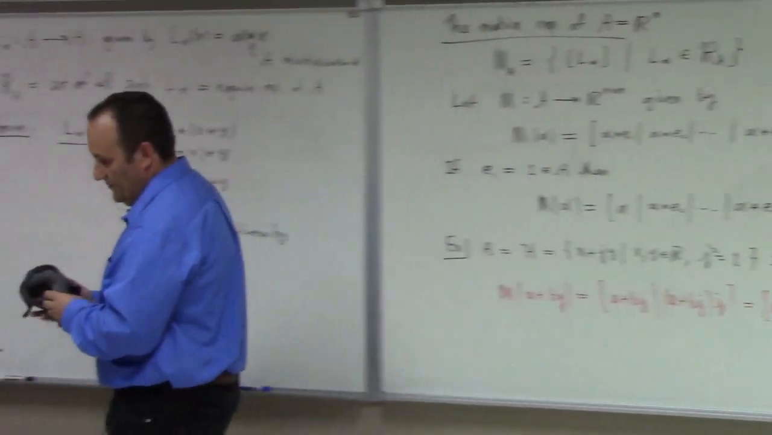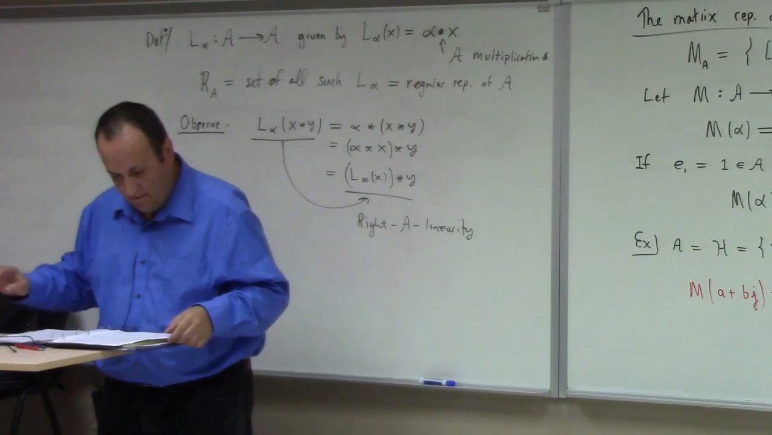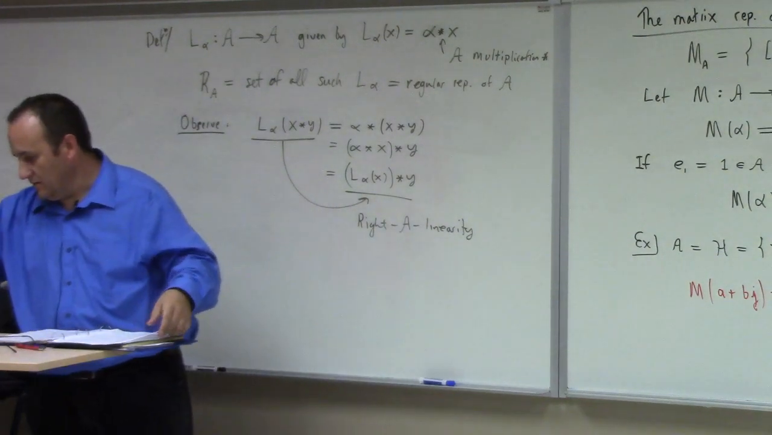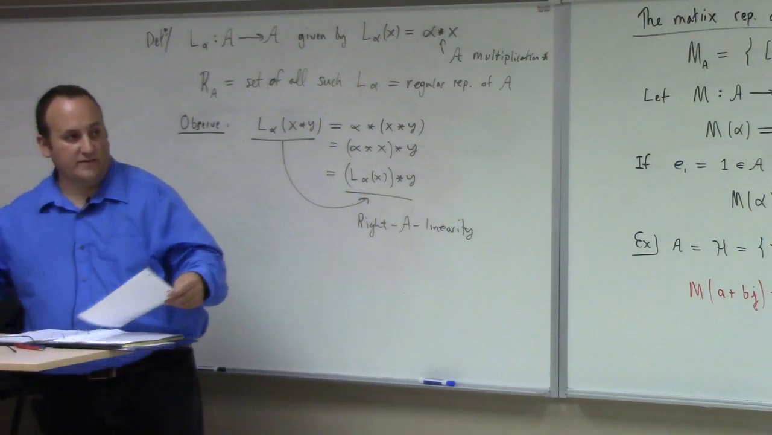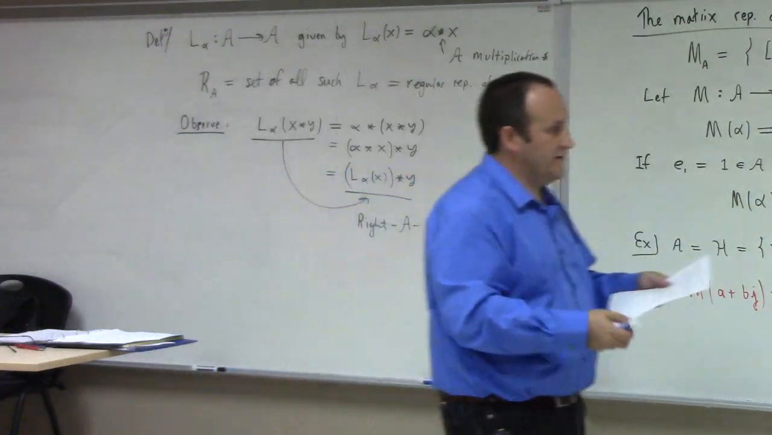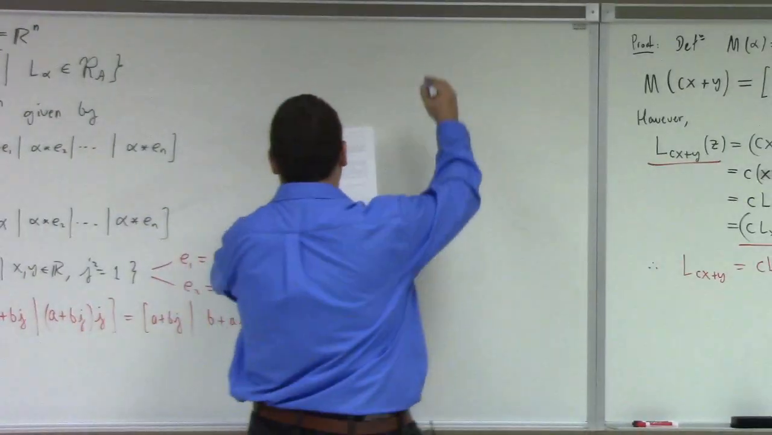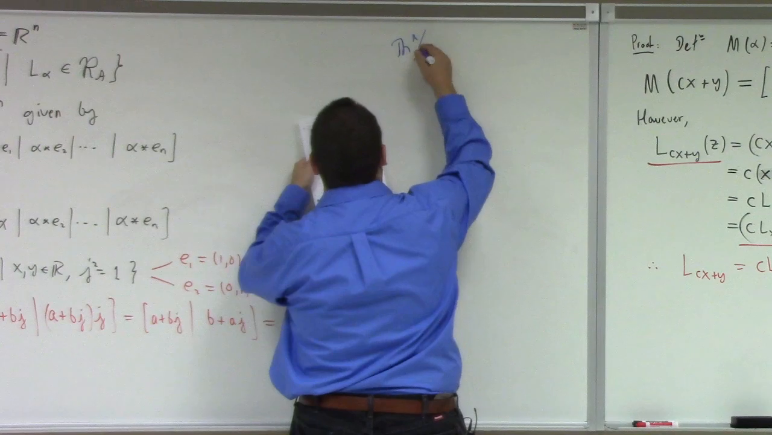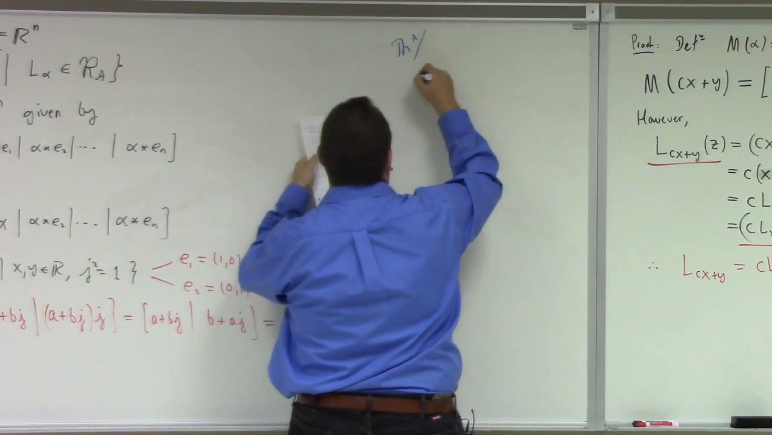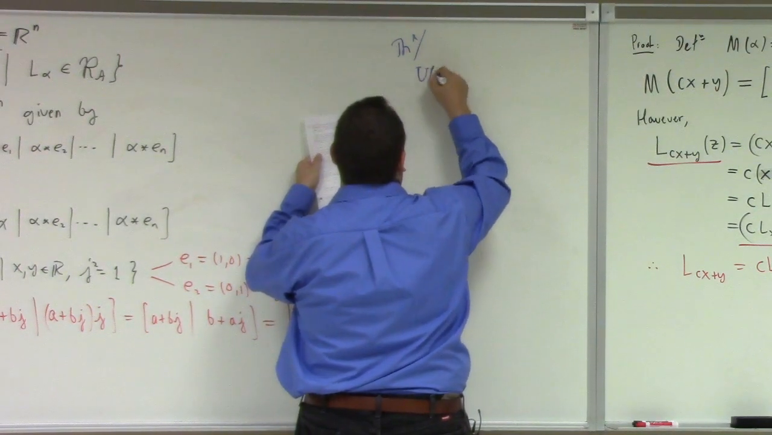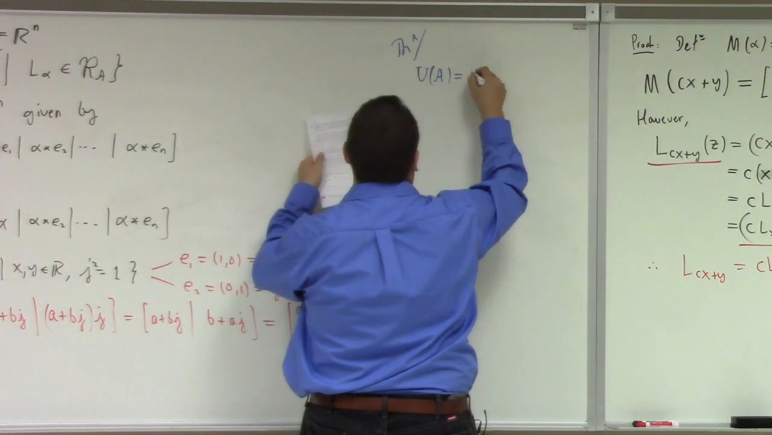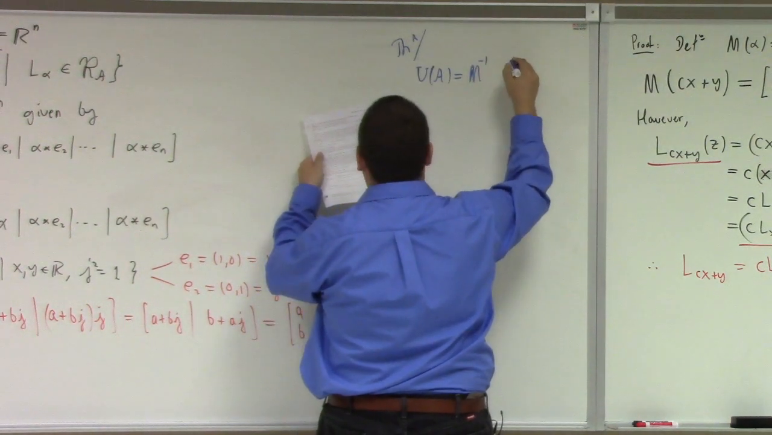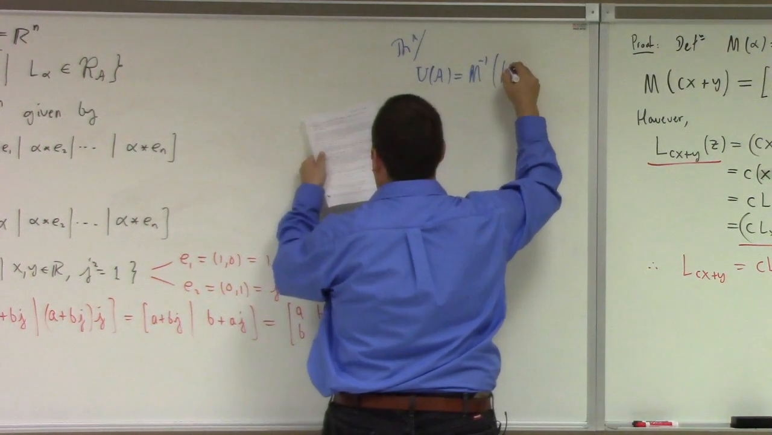In any event, whether or not we understand all the nuts and bolts of the representation map, we have it to work with, and one of its critical uses is the following theorem, which is that U of A is the inverse image under the representation map of the set.